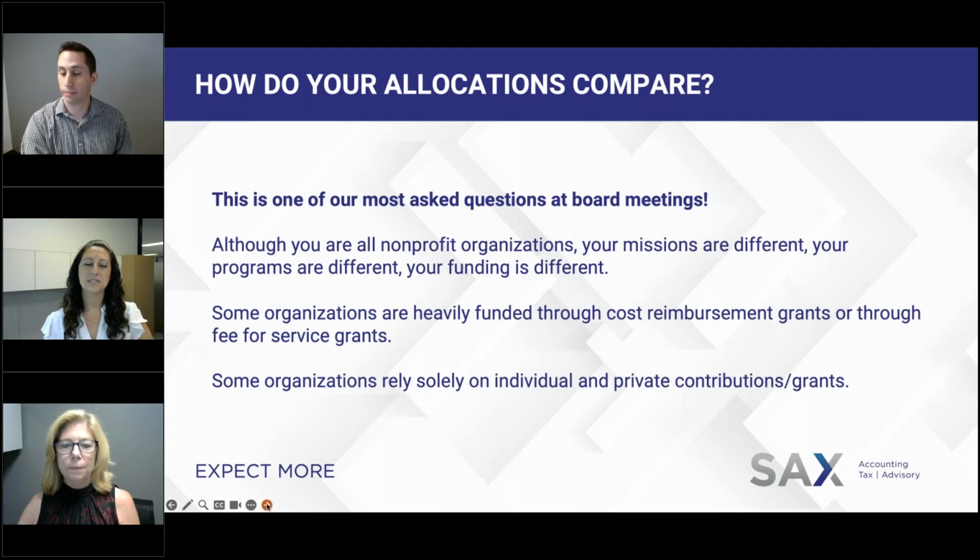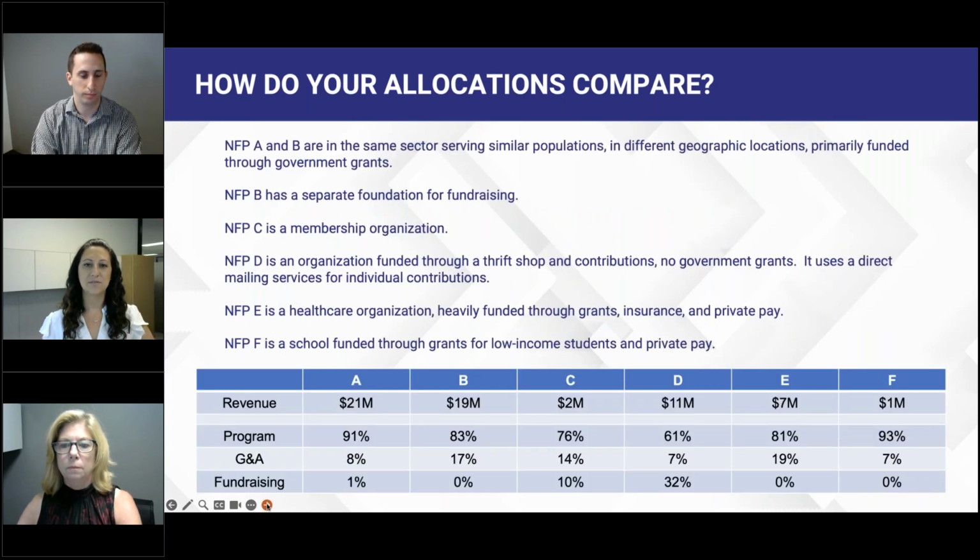So as an organization, depending what your business model is and what you do as an organization, you're going to see very different percentages across the board for nonprofits. Some organizations are heavily funded through cost reimbursement grants or through fee-for-service grants, and some organizations rely solely on individual and private contributions and grants. So on the next slide, I wanted to show you an example of how not-for-profit organizations can really differ from one another and the percentages that you would see here.